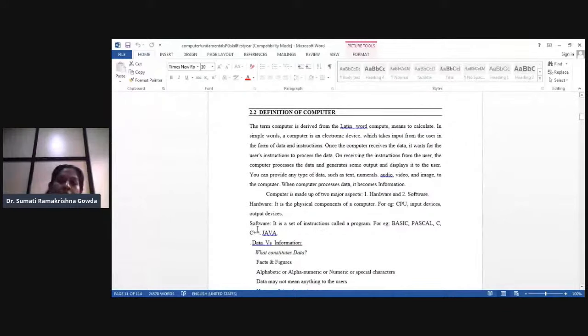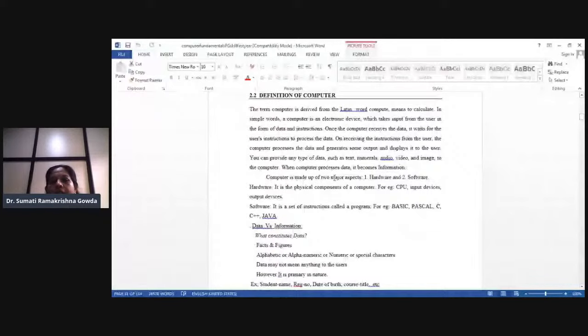Okay, so here a computer is made up of two major aspects, which are hardware and software. See, without the hardware, you cannot call it a computer. When you have hardware and you don't have software, it cannot be called a computer. So these two, hardware and software, are the major aspects required, which make the computer. Hardware means the physical components of a computer. For example, CPU, input devices, output devices, which you can touch and feel. Software means a set of instructions called a program.